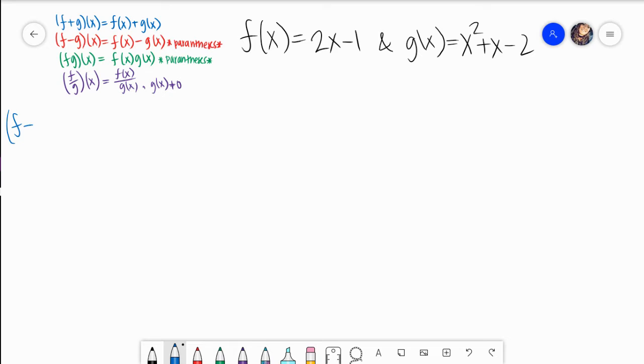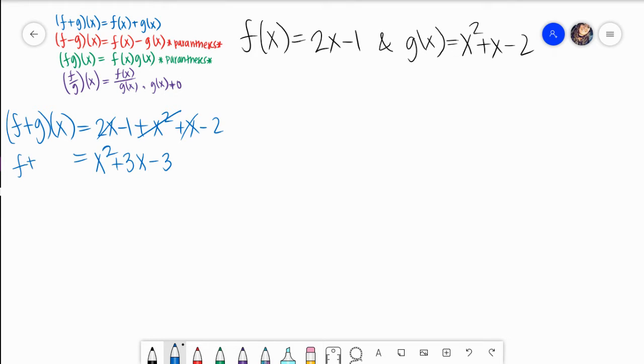So we have our f plus g of x. So we have our 2x minus 1 plus our x squared plus x minus 2. Here, we're just going to add like terms. We have an x squared. We have 2x plus x. So 2 plus 1 is 3. Keep and keep. It's a positive 3. Then we have a negative 1 and a negative 2. Signs are the same, so you add and keep. And so this would be the sum of our functions.